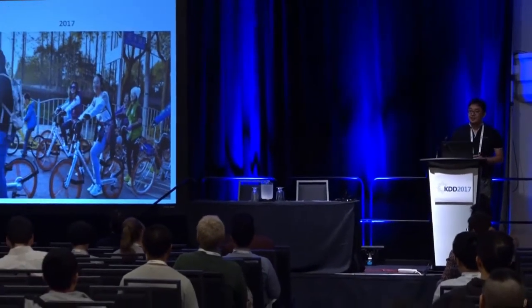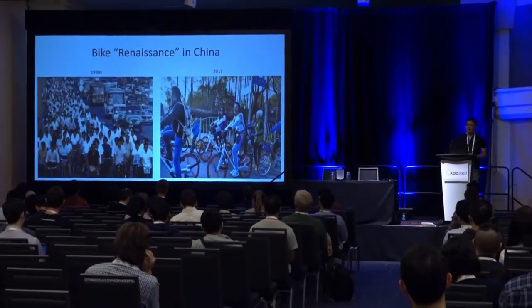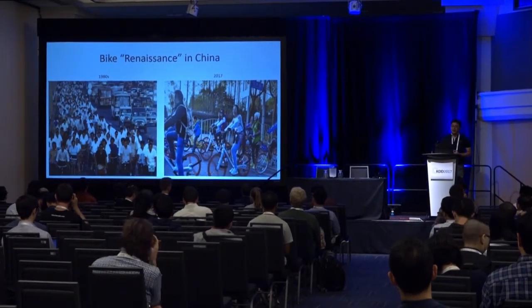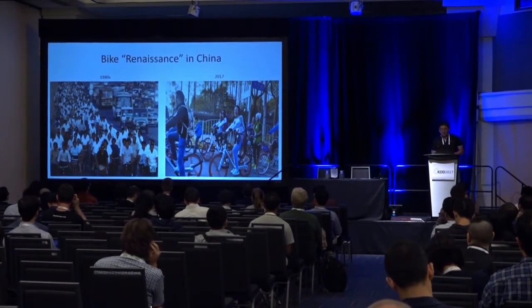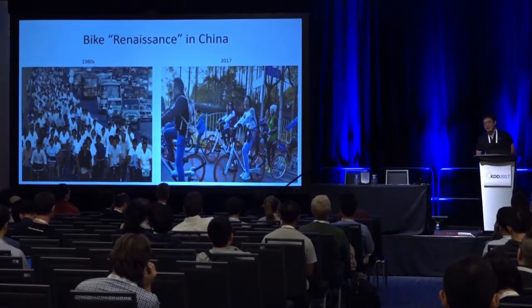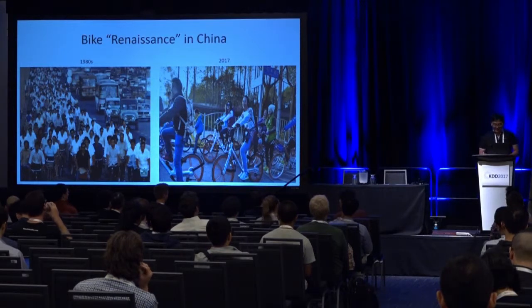So as many of you may know, there is actually a bike renaissance in China. Back in the 80s, cycling was the most commonly used commute mode in China. And as a matter of fact, if you wanted to get married at that time, you didn't need a diamond, but you needed a bicycle to convince your in-laws, which I was quite envious about.